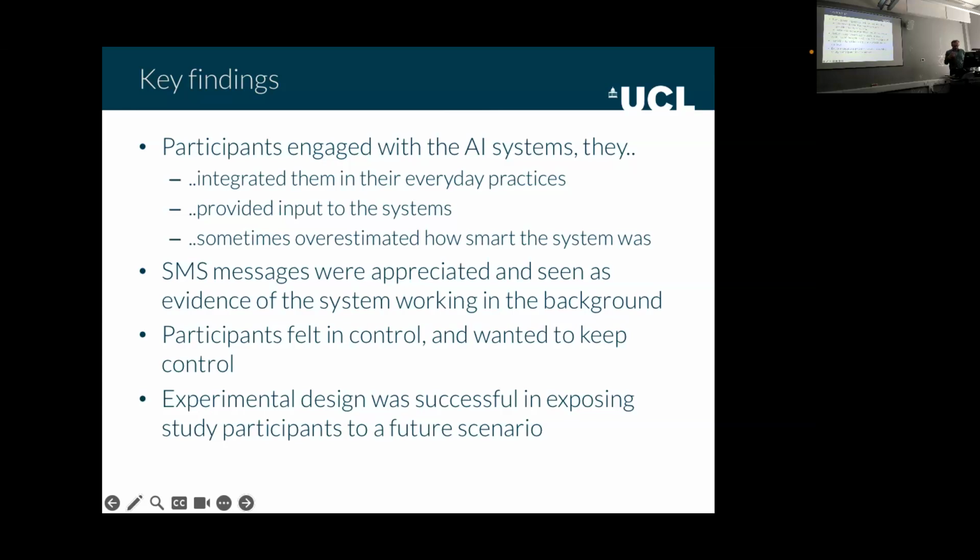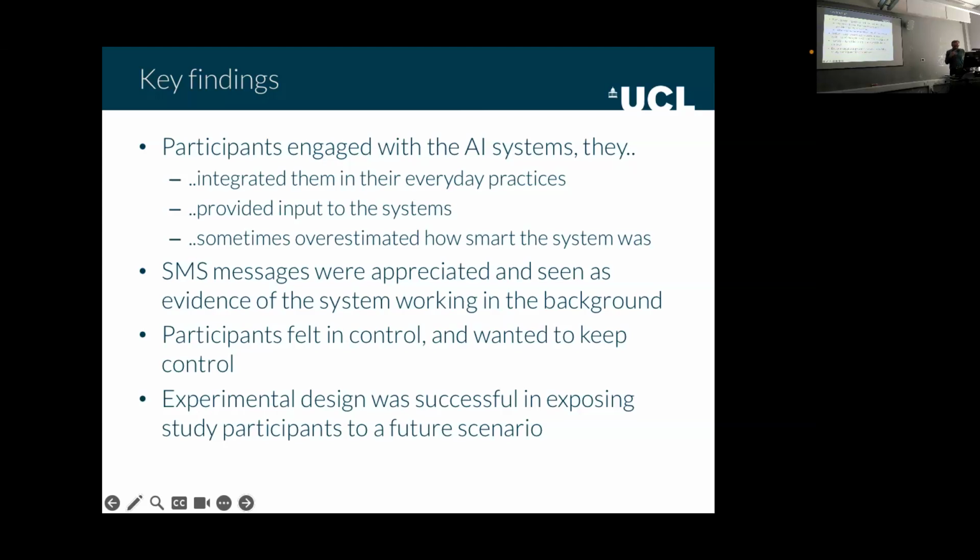Even though at the beginning we told them that, for example, the tariff agent system only looks at data from yesterday to predict your consumption tomorrow, in the interviews, people told us things like, yeah, at the beginning it was not working very well, but then over time it learned my patterns. And I was like, no, it doesn't.